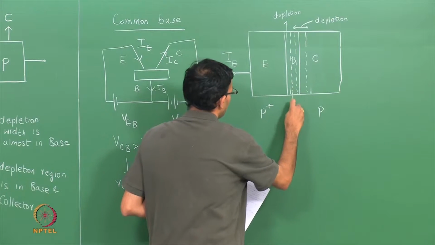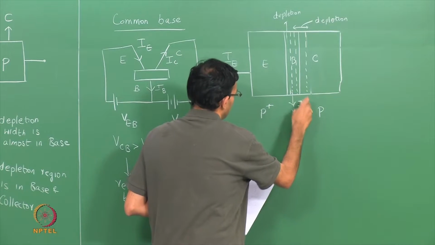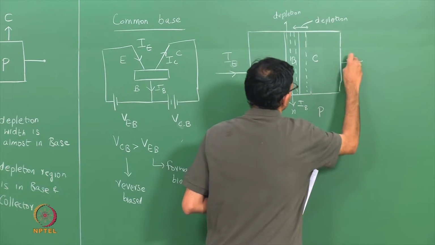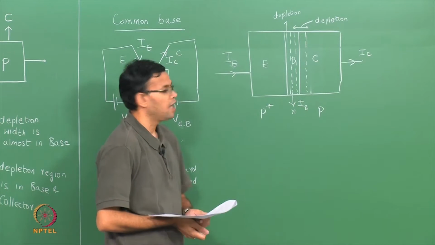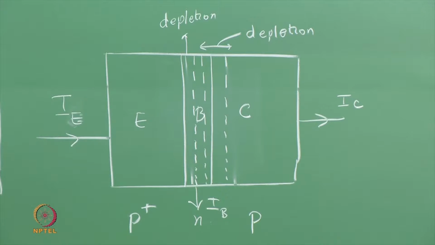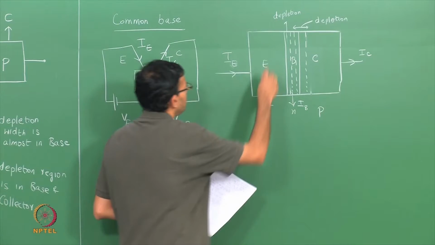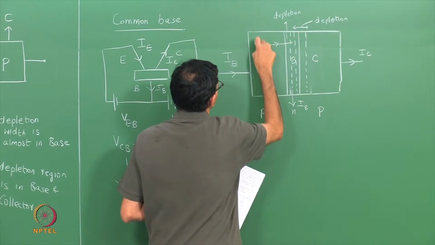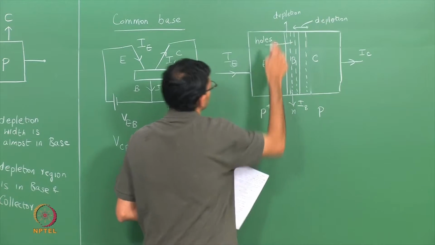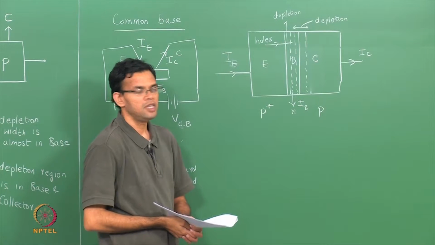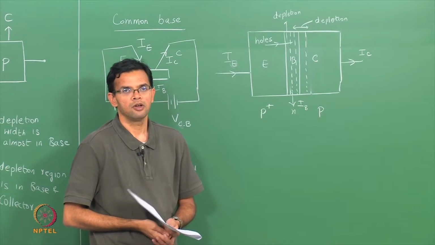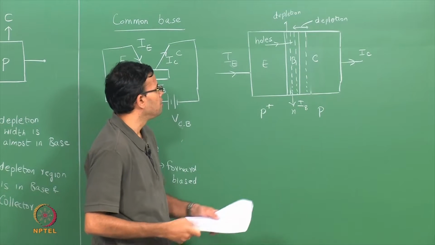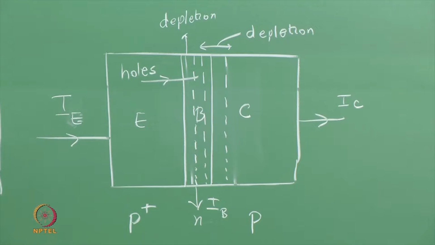So we have the emitter current, we have the base current, then you have the collector current. The emitter base junction is forward biased. So we have holes that are injected from the emitter into the base. These holes then go through the base where they are minority carriers because the base is N-type, but the width of the base region is very small.